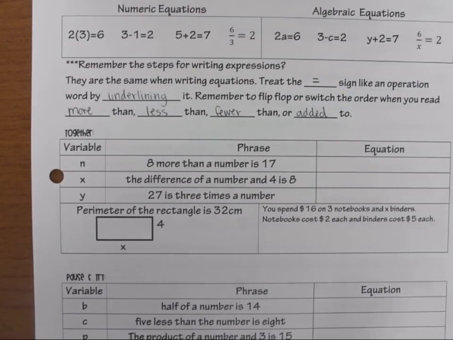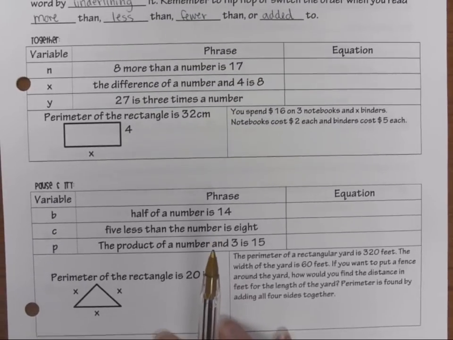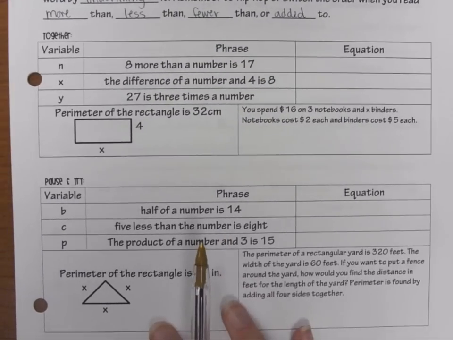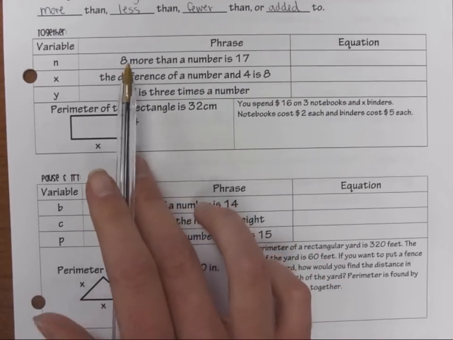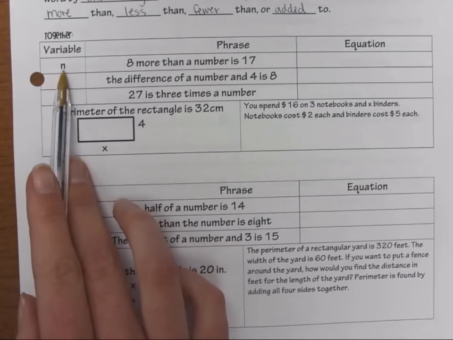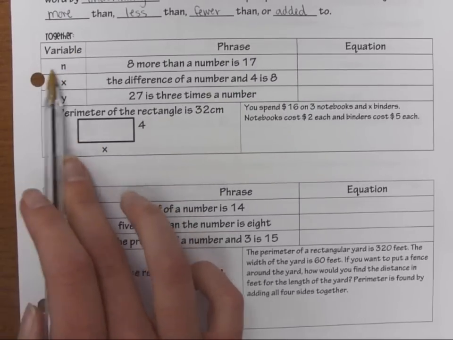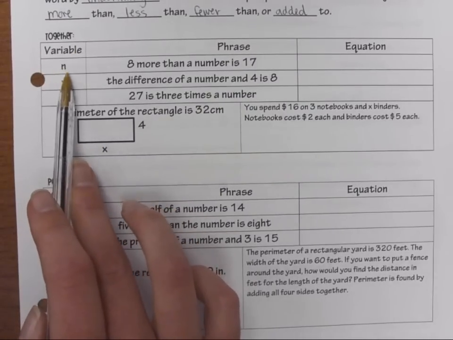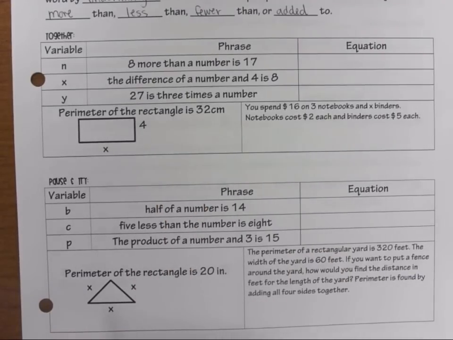Okay, let's look at some examples. I know this can be a little bit confusing, but as we practice, it gets a lot easier, okay? So make sure you're following along and ask questions in class if you have them. So this first one, remember how we can choose what variable we want. On this one, they gave us one to use, so I would like you to use these over here. So the variable, this one says to use an n. So let's look at our phrase and let's circle and underline our numbers and operations.